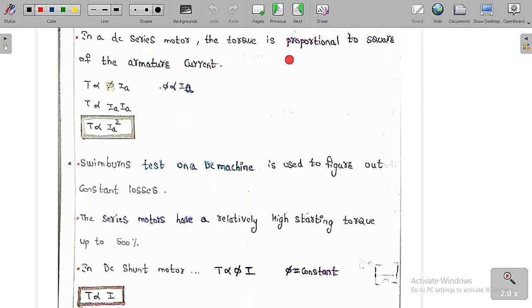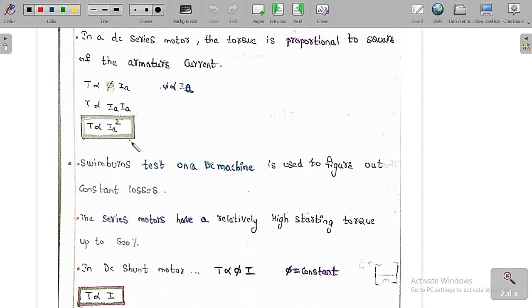In a DC series motor, the torque is proportional to the square of the armature current only in the unsaturated region, and it is directly proportional to armature current in the saturated region. Torque is proportional to flux into armature current. In the unsaturated region, the flux is directly proportional to armature current. If you substitute here, we get T is directly proportional to Ia into Ia, which is Ia squared. So only in the unsaturated region, the torque is proportional to the square of the armature current. Whereas in the saturated region, the flux is independent of the armature current because it is already saturated.